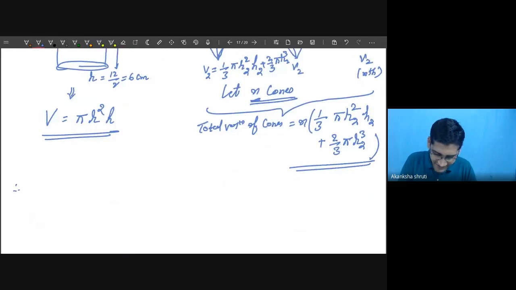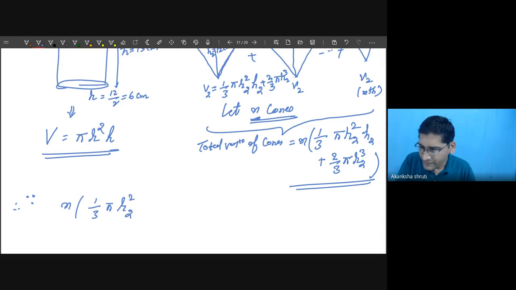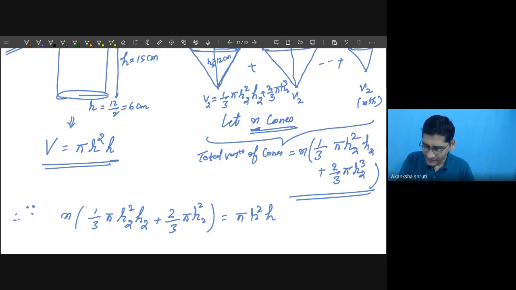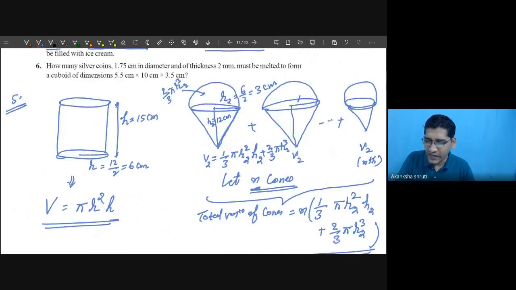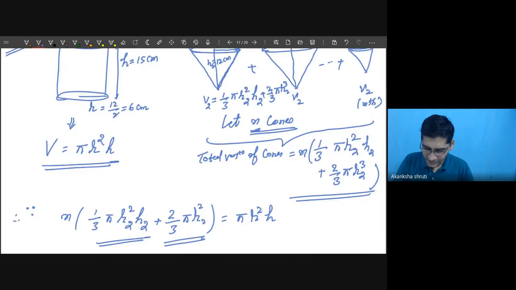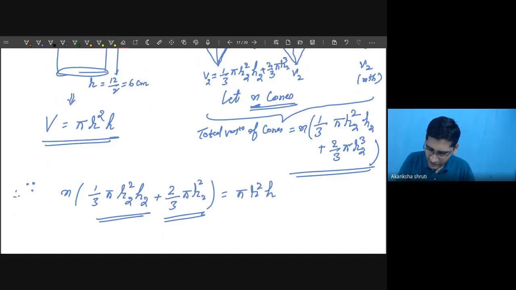Since n times the volume, which is 1/3 of pi R2 squared into H2 plus 2/3 of pi R2 cubed, should be equated to pi r squared h. Is it okay? Why? This extra hemisphere we have considered, and this is the cone part we have considered to calculate the ice cream in one of the cones. It is that, so that's why this one. Now be careful in calculation.